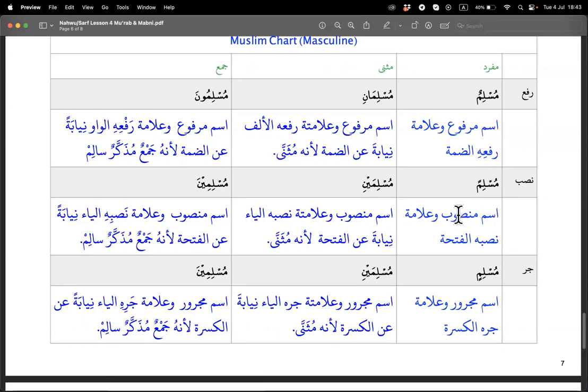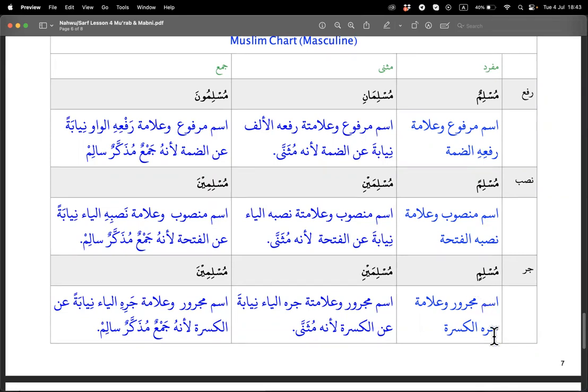Here is a mansub. What's the sign of the mansub? بالفتحة. Yes. Here, this is actually supposed to be with an alif. This is a typo. Bil fathah. Although it is two fathah, we don't mention that. We don't say dhammatain, because it can be light, so there's only one dhamma, right? So whether it's light or heavy, we're just going to say bil dhamma, bil fathah, and when it's jar, it's majrur, اسم مجرور بالكسرة.